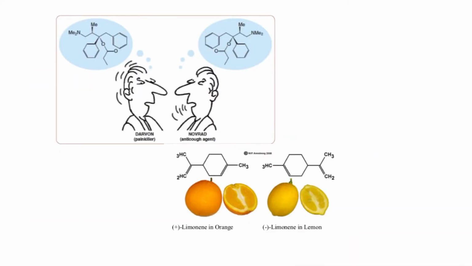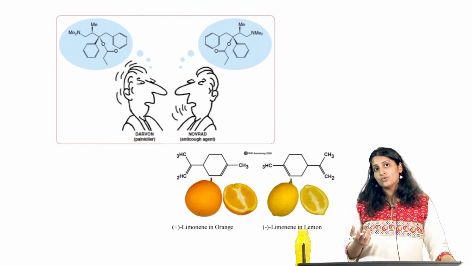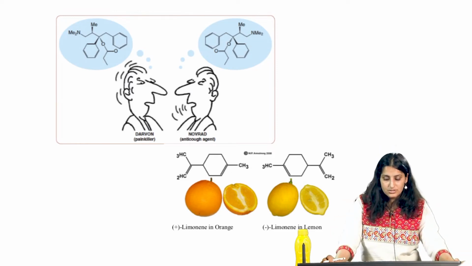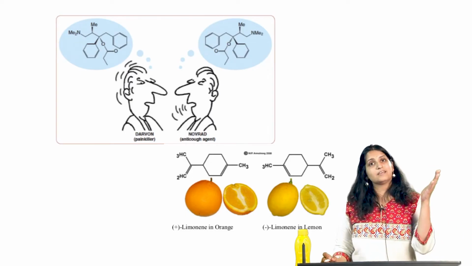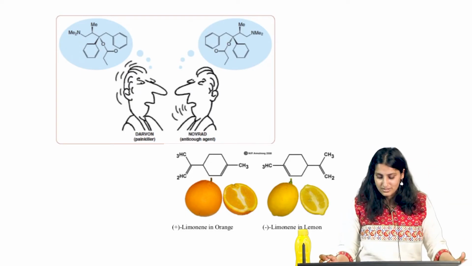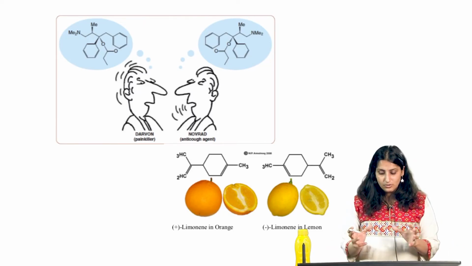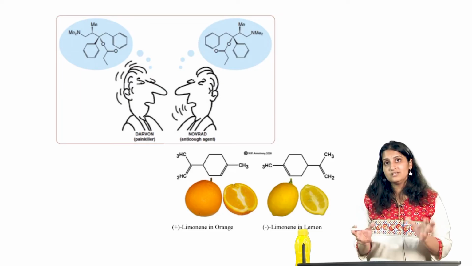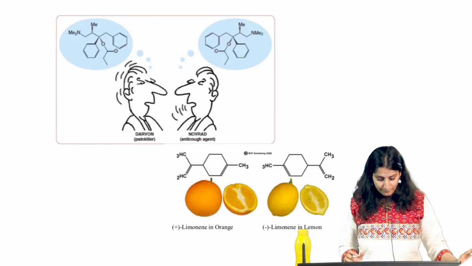Now, here I have some examples of the chiral molecules that we find in nature. One of them is something called Darvon. This is one of the drugs that is used as a painkiller, okay, and in fact, its mirror image, called Novrad, is actually used as an anti-cough agent. So, 2 different enantiomers are used as medicines, but in a different way, right.